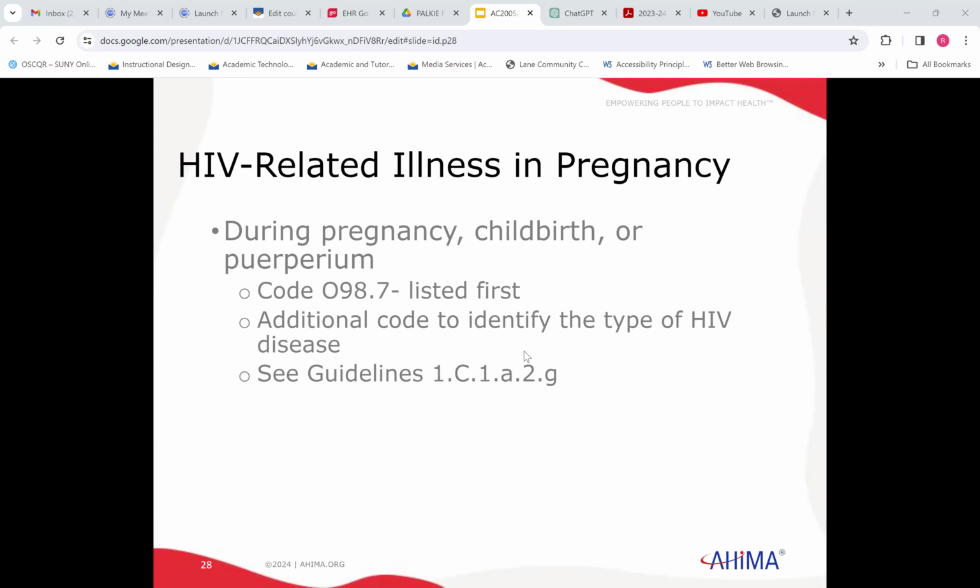And again, something that's a good general rule of thumb with a few exceptions is anytime we have something that's complicating a pregnancy or impacting a pregnancy, such as HIV-related illness, that's kind of a separate carve-out from everything else. So in this case, it'll be a code from the OB chapter, which starts with an O. So this would be subcategory O98.7. That would be a first code, and then there would be additional codes to identify the type of HIV virus. And this is in the guidelines as well.